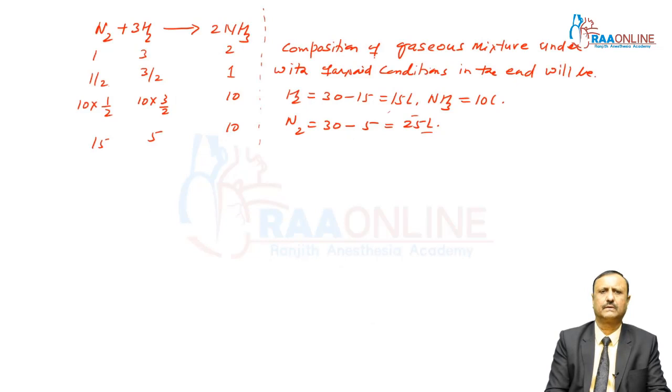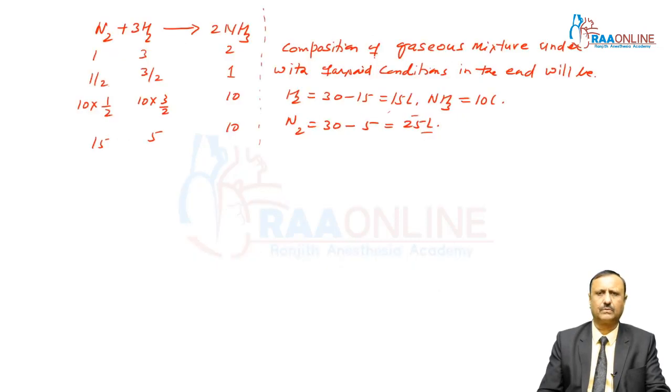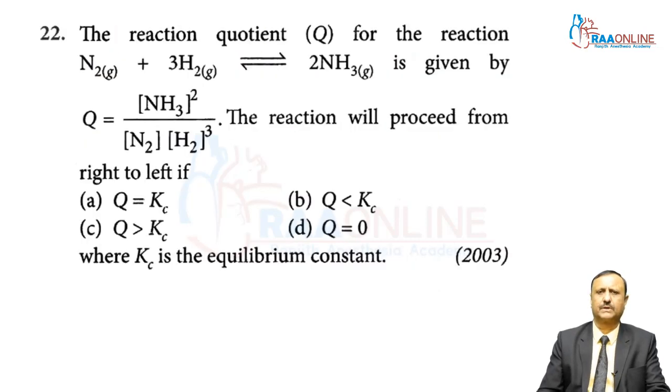So here 10, 10, 10, you can get here, you can go the answer B. Now we can go to question number 22. The reaction quotient Q for the reaction nitrogen plus hydrogen giving 2 NH3 is given. The reaction will proceed from right to left if you can see that when equilibrium is established, it is called Kc, and Kc is equal to Q when equilibrium is established.